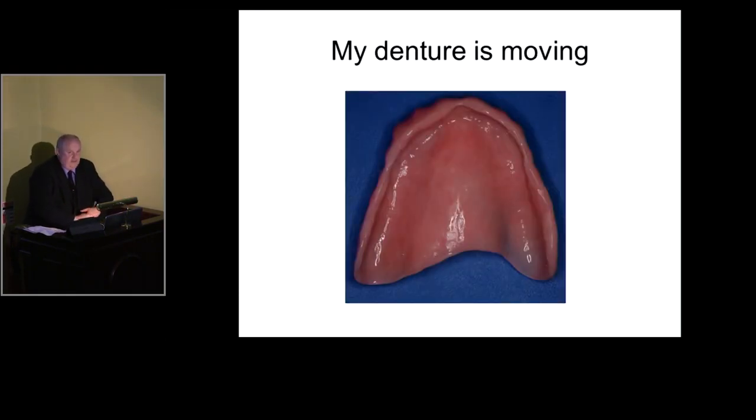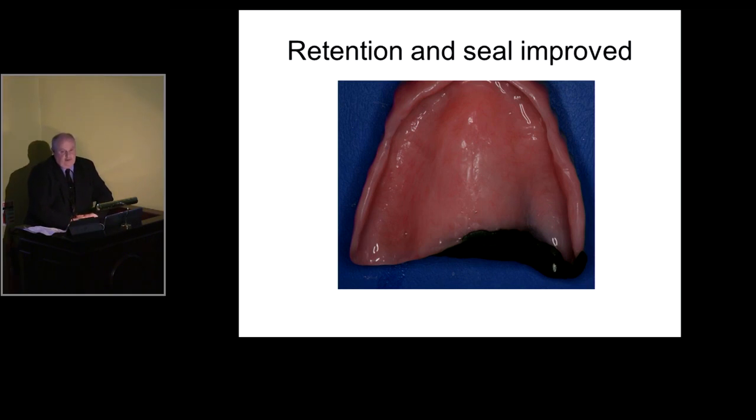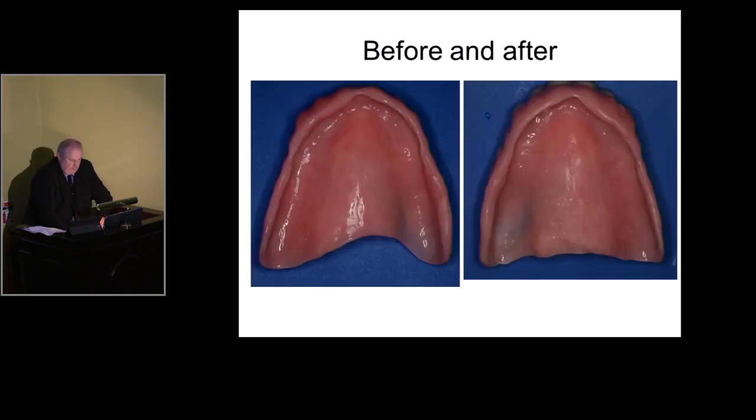Okay. This person says my denture is moving. What do you think of the extensions of it? It's probably underextended here. Okay. So we put a little bit of green stick on to do a test. It improves the retention. We convert the green stick into acrylic and the denture is improved. Why was it improved?